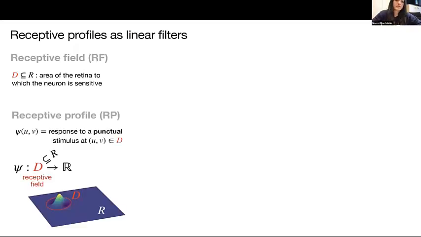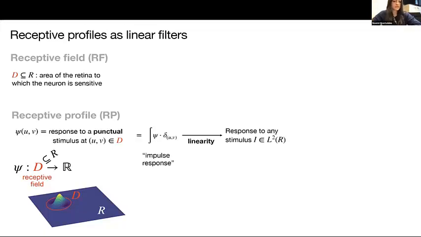This response can be of different type and intensity, and this can be described by means of a function called the receptive profile, this function psi that is defined onto the receptive field. Importantly, this just describes the response to punctual stimuli, that is, basically a luminous point or a Dirac delta defined onto the retinal plane, and that is also called the impulse response of the neuron. It is going to be positive for excitatory response, negative for inhibition, and the intensity of the response is expressed by basically the absolute value of this function. The impulse response can also be written simply in terms of the evaluation functional this way.